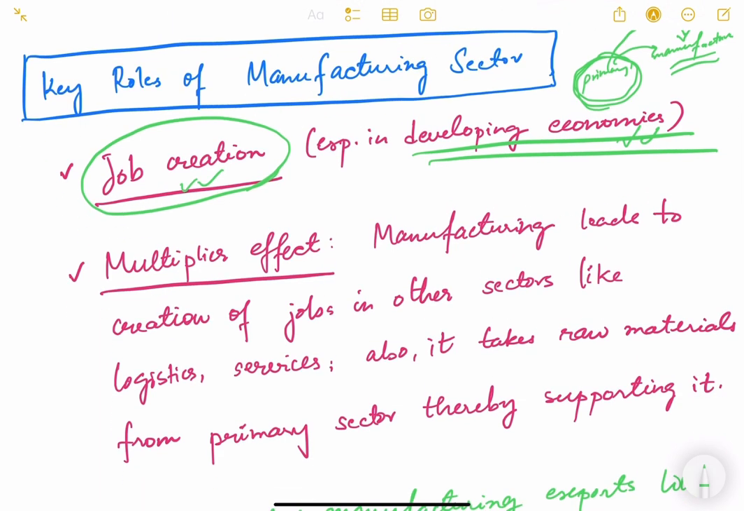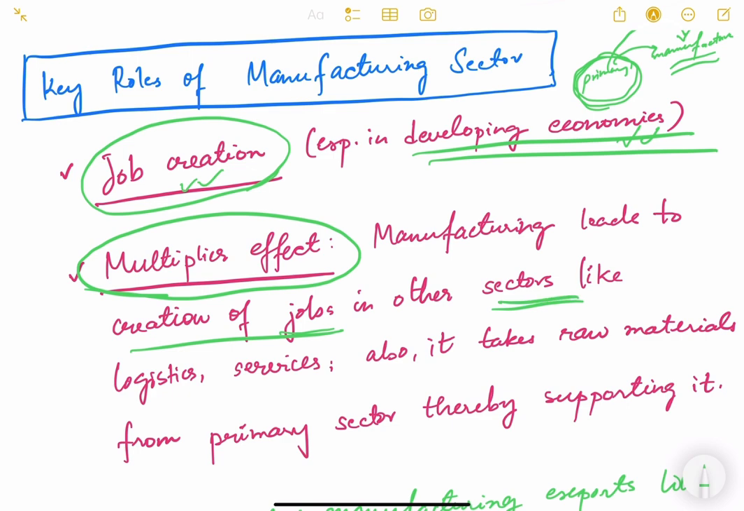Then it also has a big multiplier effect. Multiplier effect means that manufacturing leads to creation of jobs in other sectors also. Like I have explained to you in the previous video, it is a client base for service sectors like logistics, banking, finance, IT related consultancies, etc. So it provides a client base for other sectors, thereby creating jobs in those sectors also.